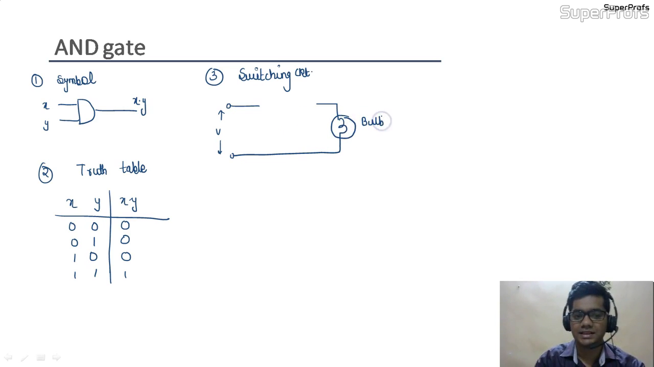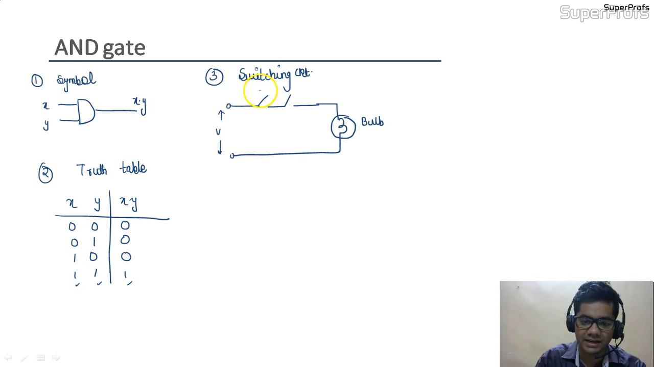Now we have to see what the connection should be to represent an AND gate. If we take the hint from the truth table, we can see that if both the logics are 1, then only the output would be 1. Comparing through the switching circuit, we have to place the switches in such a way that only when both the switches are in closed condition, the bulb would be in on condition. So let us try to connect in series connection.